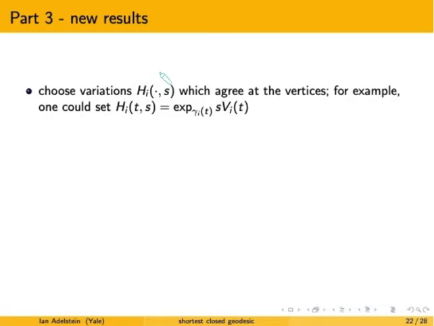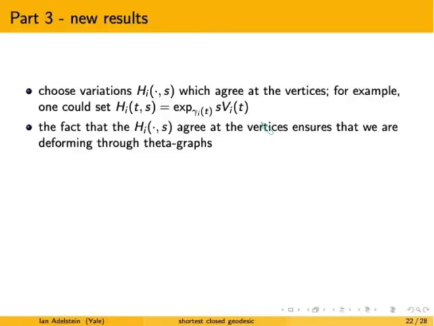So we have to write down our variations. The vector fields agree at the vertices, but I also need variations that are going to agree at the vertices. So why not just exponentiate along in the geodesic direction? Because we're exponentiating along geodesics and the vector fields agree, the variations will agree. And this ensures that the variations are through theta graphs. We wouldn't want to start perturbing our theta graph and have the combinatorics of the object change. So we ensure that the variations agree at the vertices.